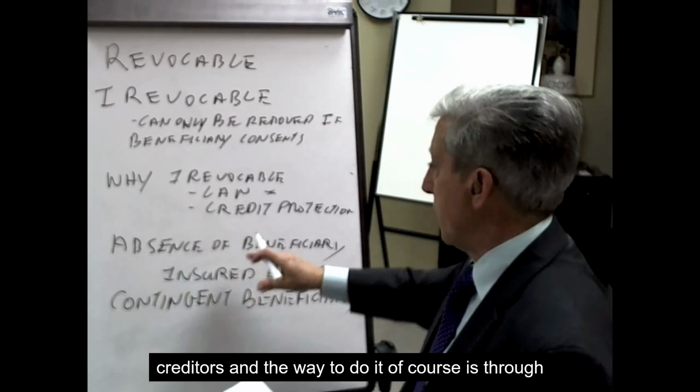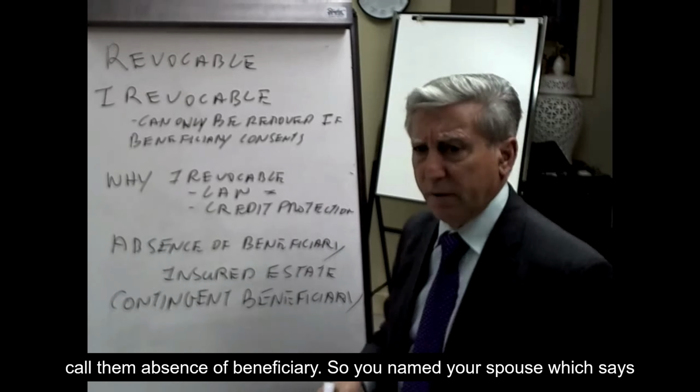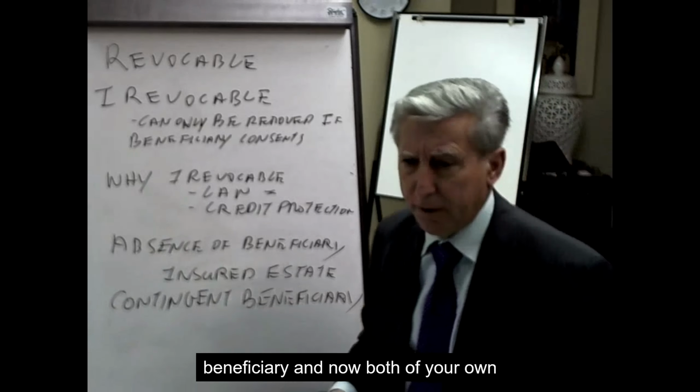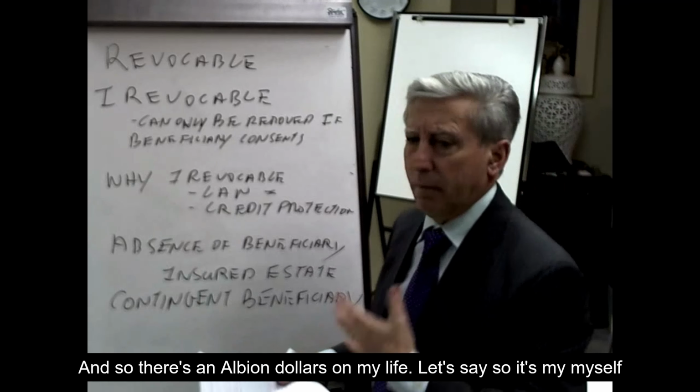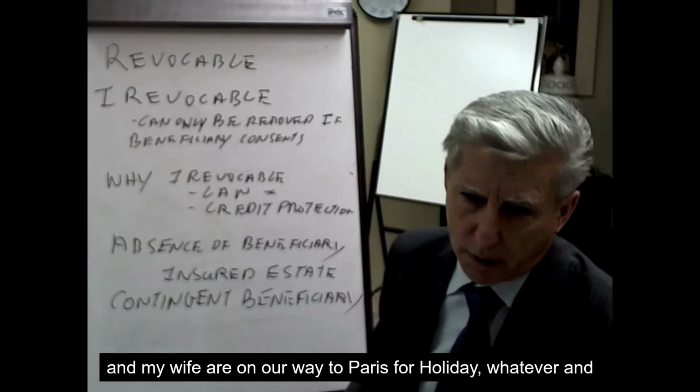Another thing to remember, of course, is what we call an absence of beneficiary. So you named your spouse as beneficiary. And now both of you are on a holiday and you're traveling across the Atlantic Ocean to go to Europe. The plane goes down and you both die. And so there's $500,000 on my life, let's say. So it's myself and my wife on our way to Paris for a holiday. And the plane goes down. She is the beneficiary of my $500,000. However, the plane goes down, we both died.